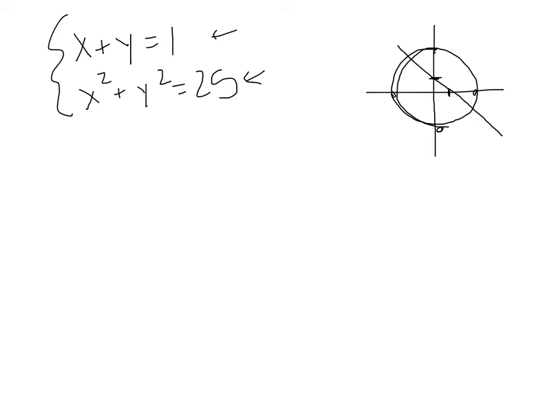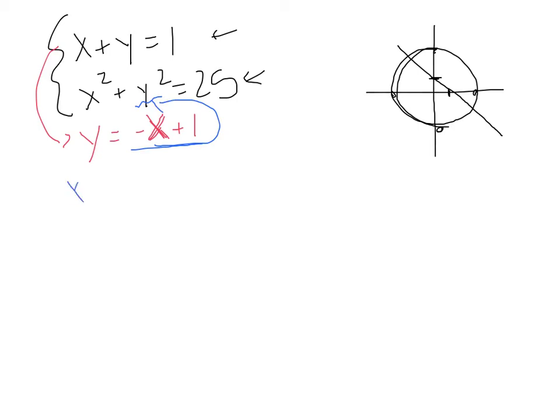Now, we can use elimination or substitution. However, we can only use elimination if the variables are like terms, and x and x squared are not like terms. So I'm going to rewrite the first equation so that I can use substitution. It doesn't really matter which one you do it for. I'm going to say y equals negative x plus 1. Now I have a variable all by itself, and the variable all by itself is y.